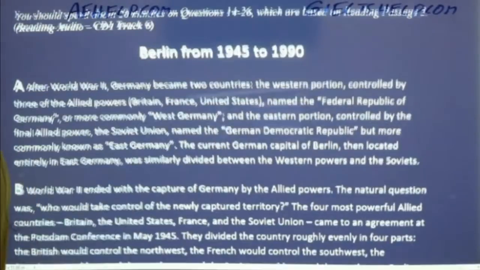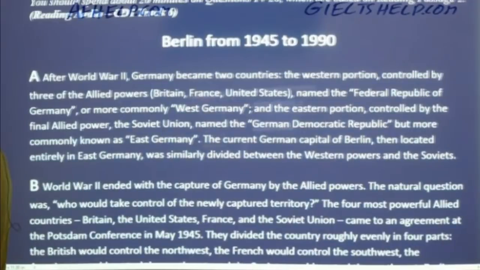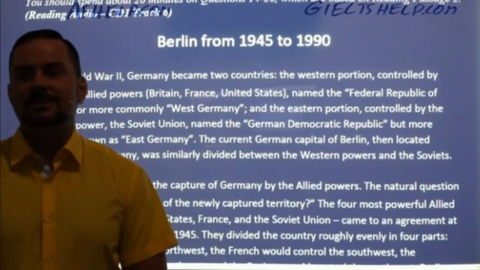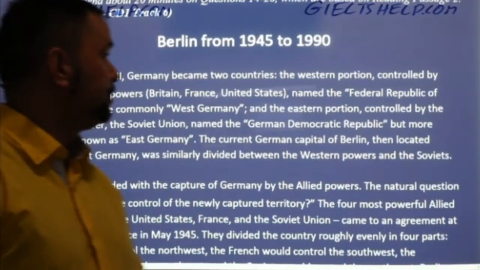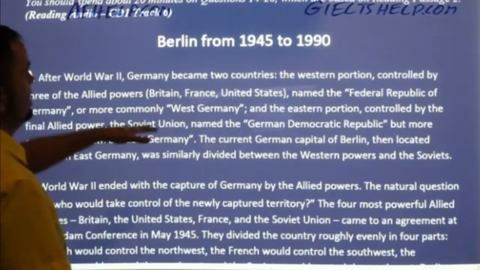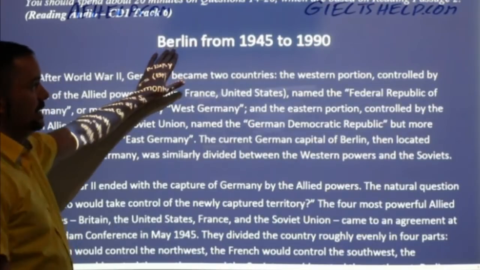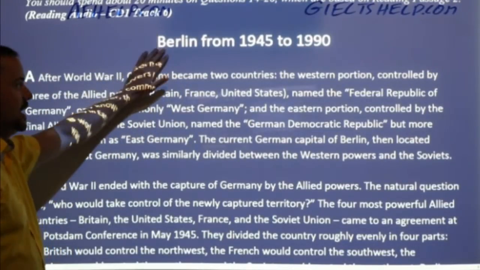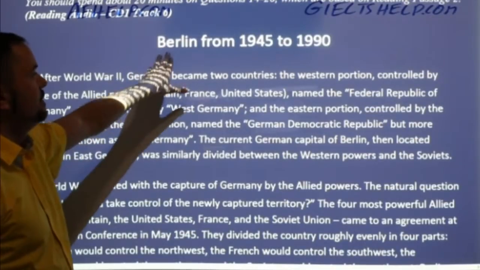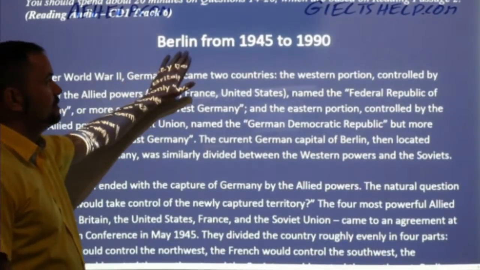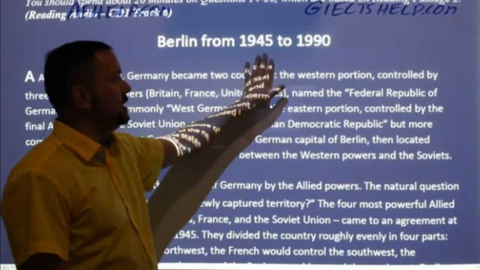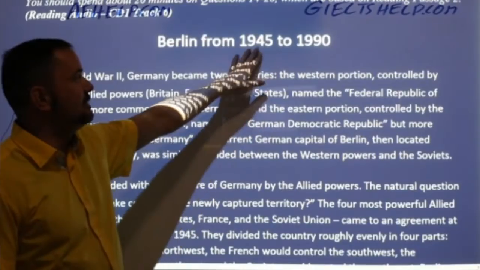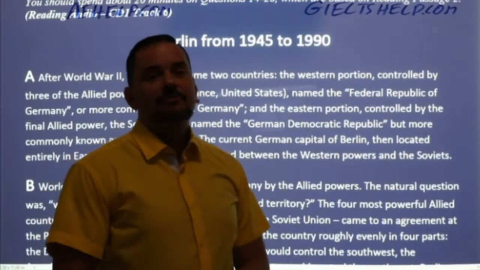This is our passage for the day. It's a brand new one. This is coming out of our eighth exam that's in development right now. The title: always read the title, never skip the title. That's a really bad idea. So for quick reading and quick answering, the title is very important. The title here is Berlin from 1945 to 1990. So we have 4.5 decades, 45 years of Berlin's history.